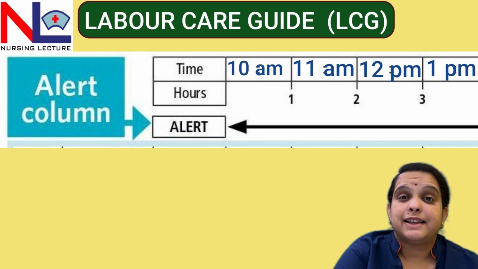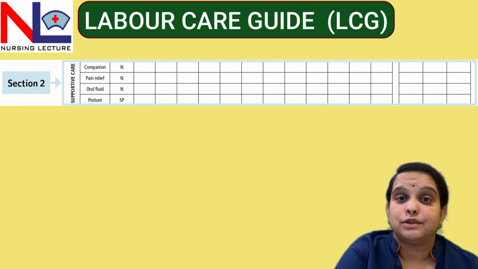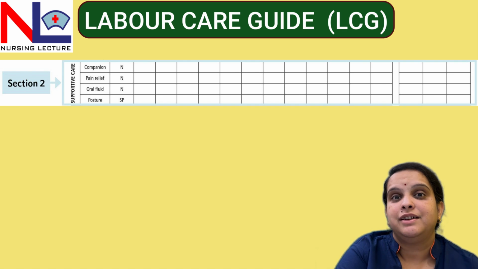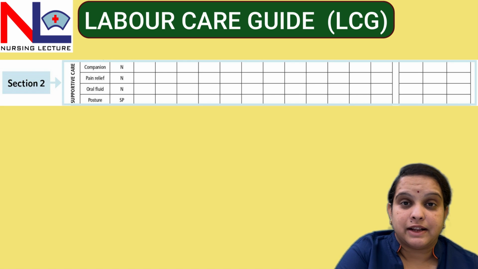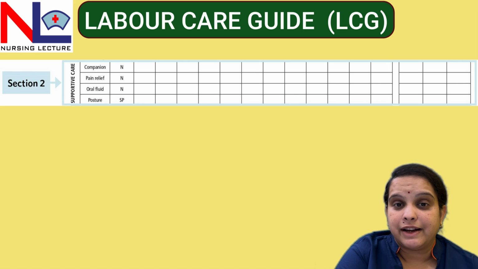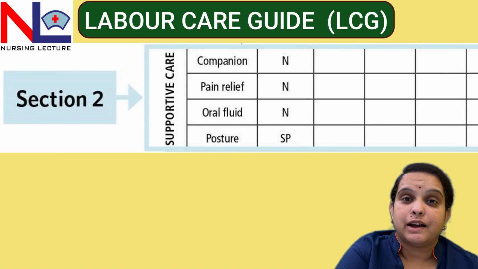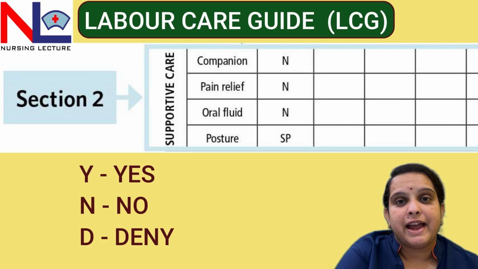So the next is section 2, which deals with supportive care. It is the fundamental right of every mother to receive care throughout her pregnancy by a family member, midwives or any health personnel. So the supportive care we can provide, which this guide mentions here, is the companion, pain relief, oral fluid and posture. For companion there are 3 abbreviations: Y, N and D.